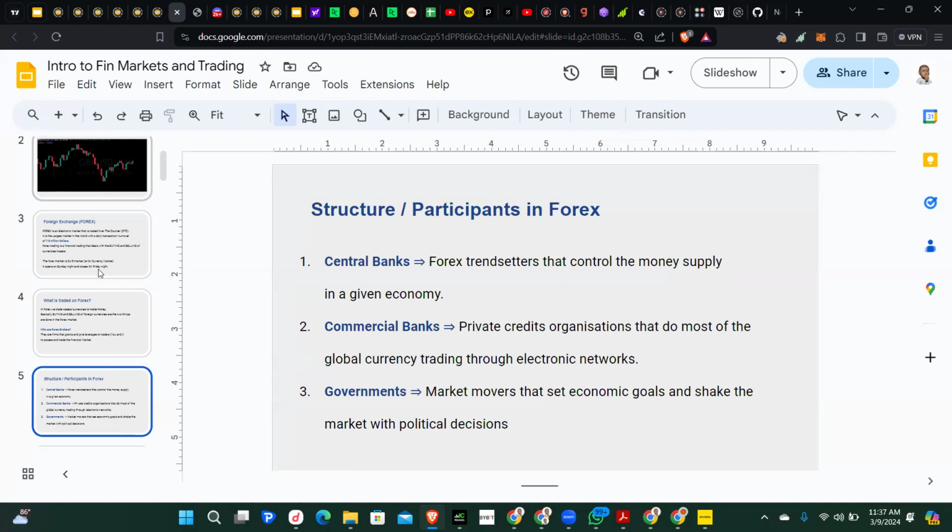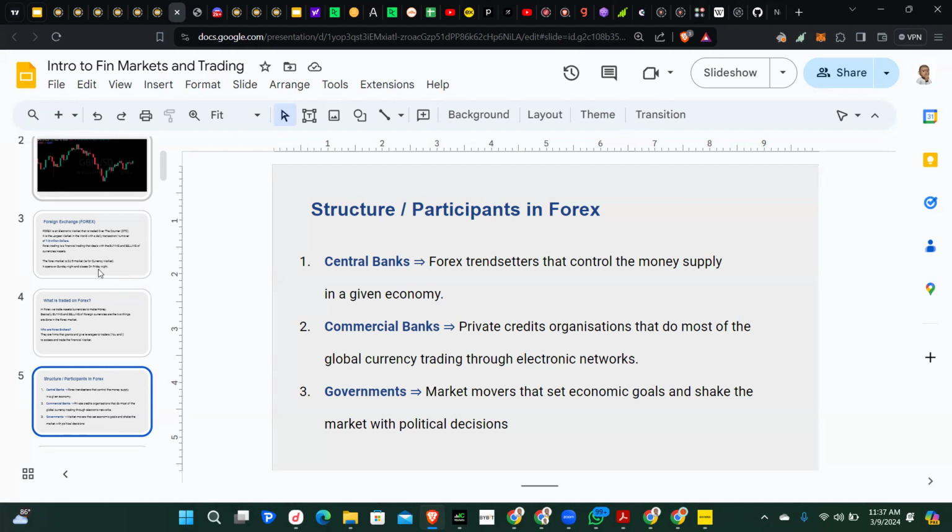Now let's look at the structures or the major participants in the forex markets. So these are some of the major participants in the forex market. We have the central banks. So these are, we call them the trend settlers. So they actually control the money supply in a given economy. The central banks control the money supply in a given economy.